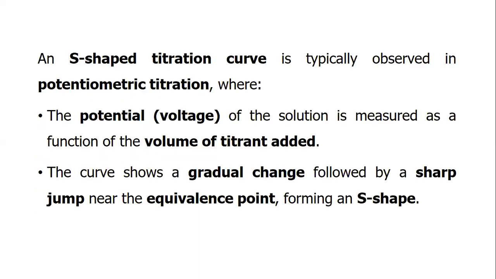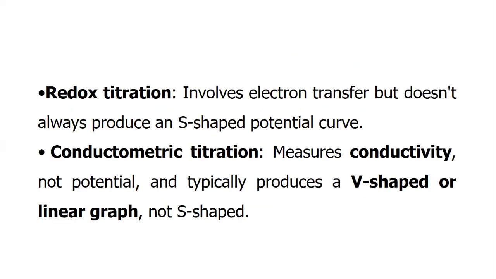An S-shaped titration curve is typically observed in potentiometric titration, where the potential of the solution is measured as a function of the volume of titrant added. The curve shows a gradual change followed by a sharp jump near the equivalence point, forming an S shape.